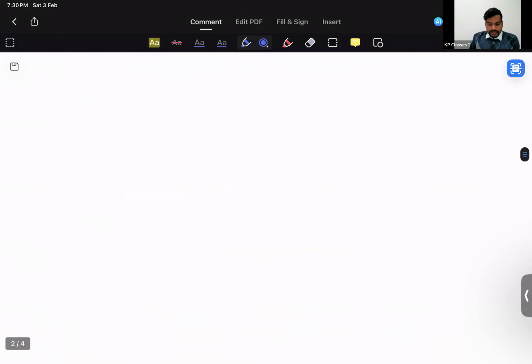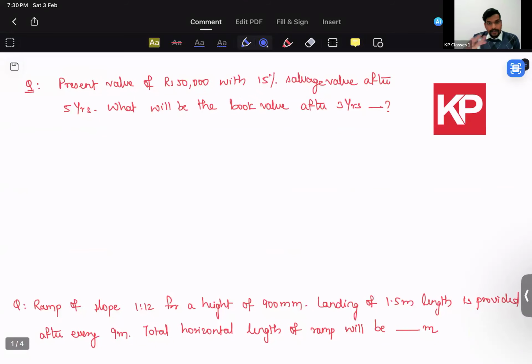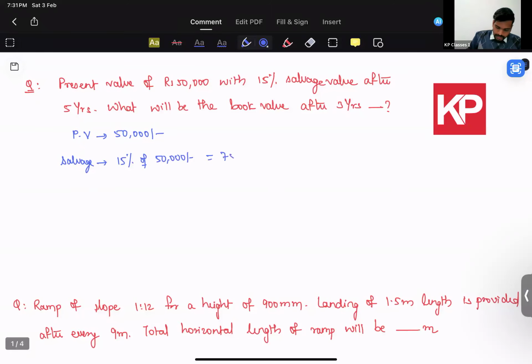Let us also look into some numerical questions which have been asked in the paper. It is a mix of all common architecture and planning probably. So the first one, if you see over here, the present value of the building is given. The initial value or the present value is given as 50,000 rupees, and the salvage value at the end of its useful life, that is given to be 15% of 50,000. You can use your calculator, so it is coming out to be 7,500 rupees. That's the salvage value.